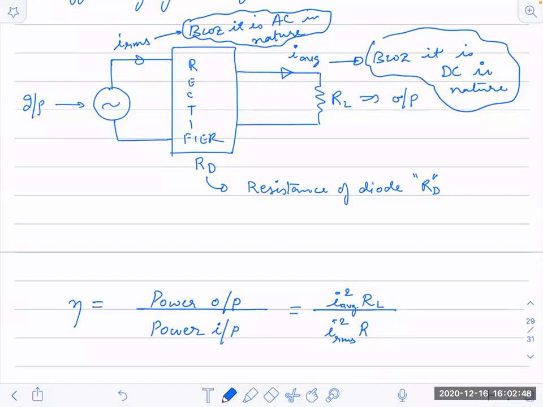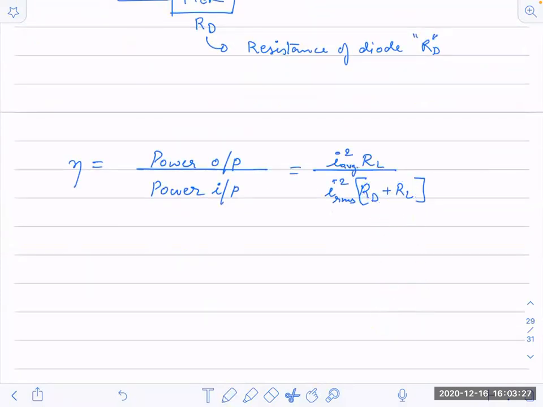Now, coming to the input, input means it would include this resistance also, and it would include this resistance also. Try to understand, the source always provides the current corresponding to the resistances connected. So whenever I am taking the input, I have to consider RD also, and I have to consider the load also. So this formula has to be written in this manner.